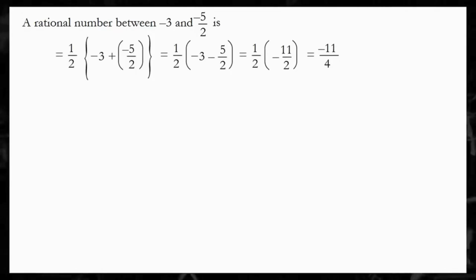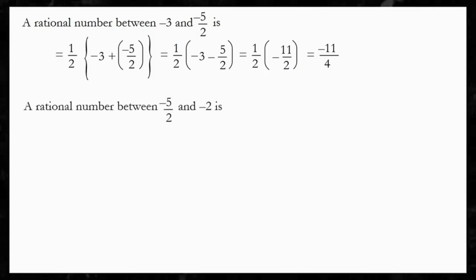A rational number between -3 and -5/2 is equal to 1/2 (-3 + -5/2), which is equal to 1/2 (-3 - 5/2), which is equal to 1/2 (-11/2), which is equal to -11/4.